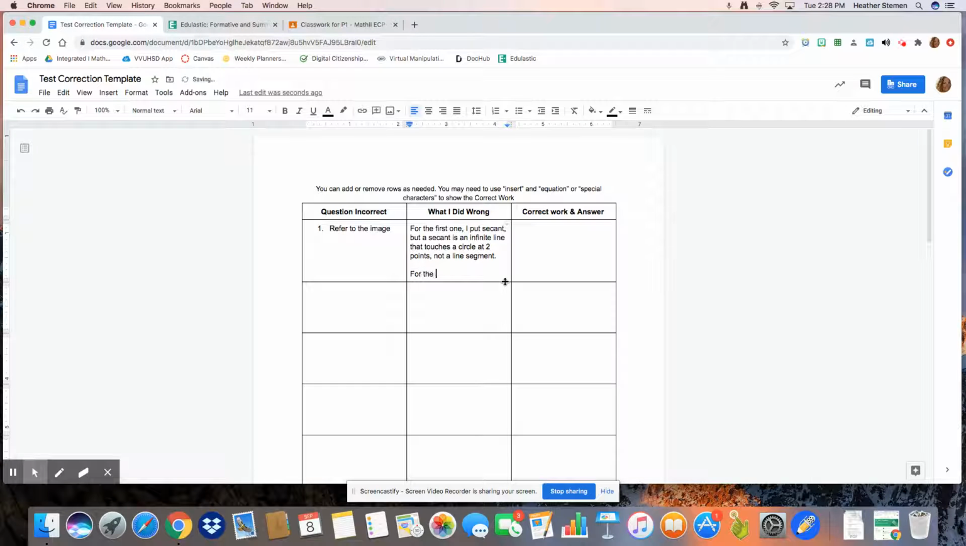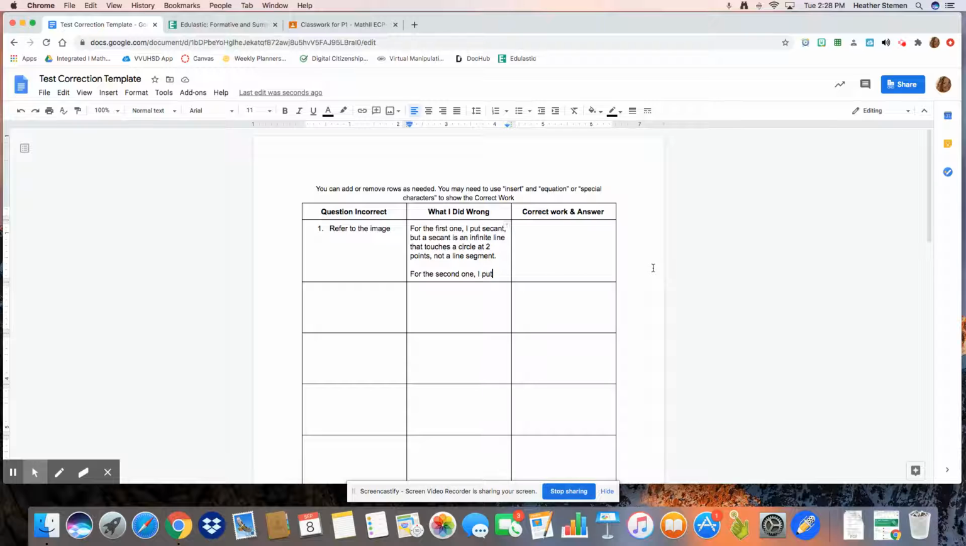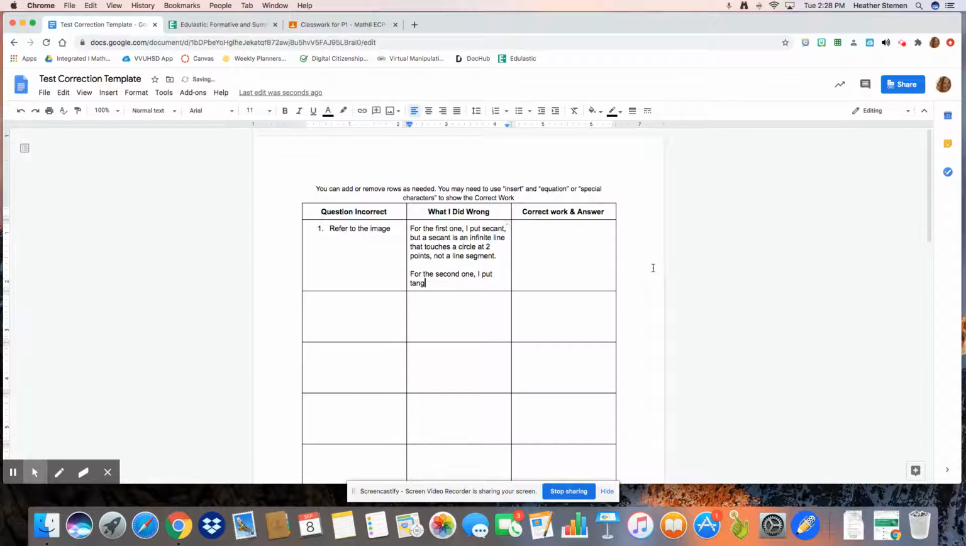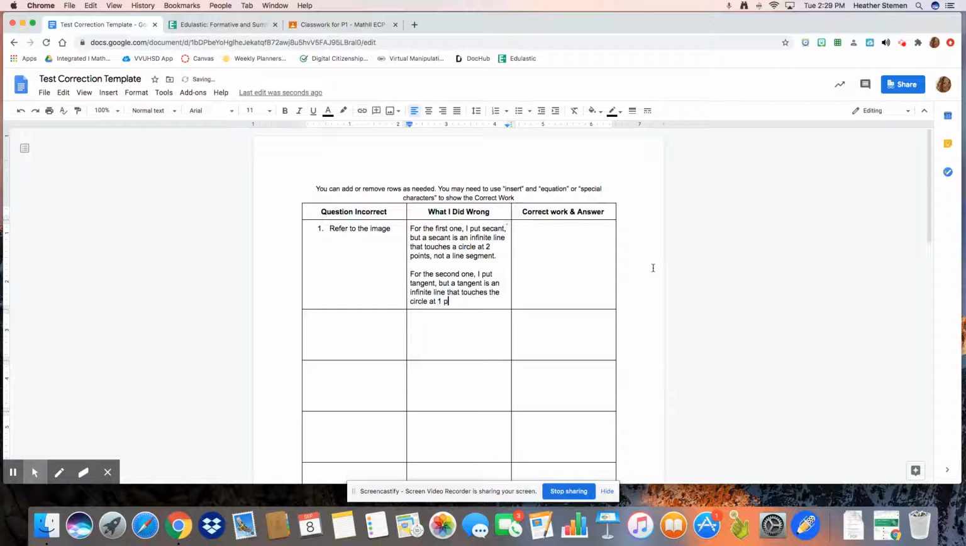Okay, the next one, for the second one, I put, so what do we put? We put tangent, royal blue. Royal blue is the distance around the circle, which is not the tangent, right? The tangent is supposed to be this purple. So you would say, I put tangent, but a tangent is an infinite line that touches the circle at 1 point, not the distance around the circle.